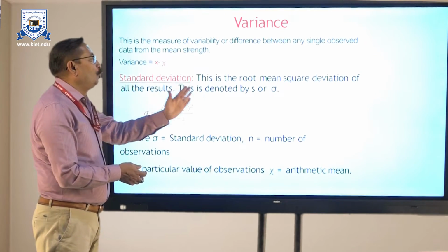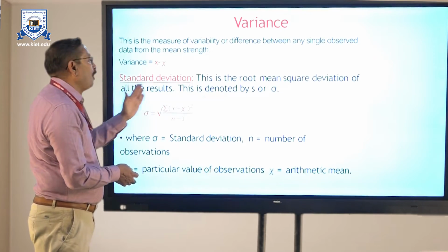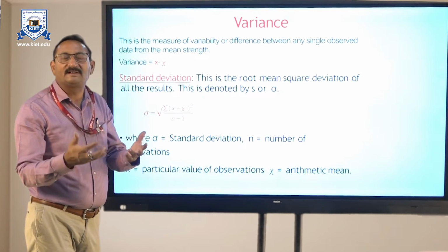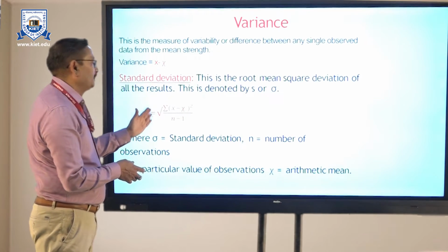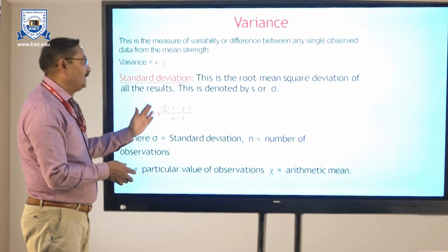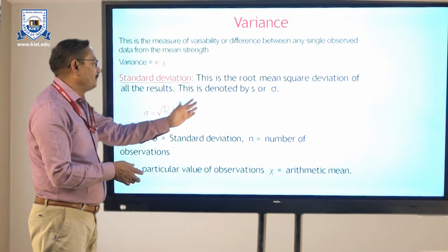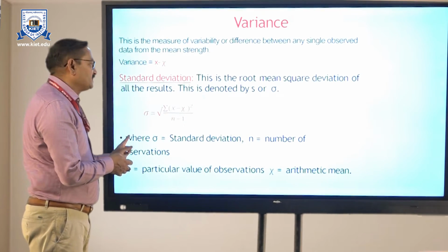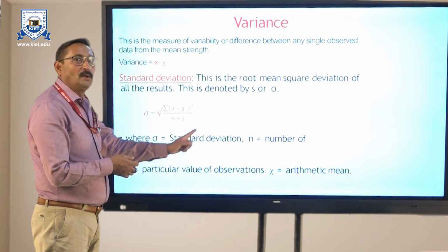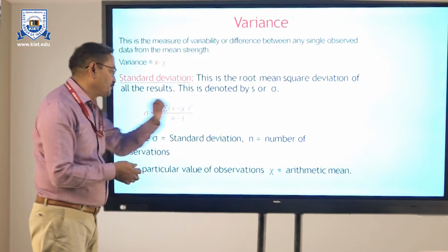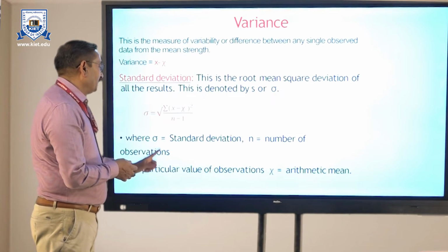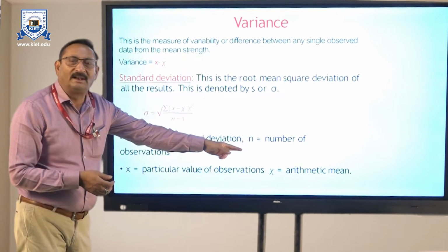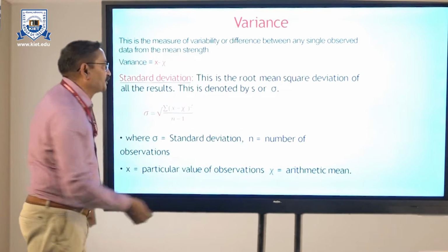It is the root mean square deviation of all the results. Generally, it is denoted by S or by sigma. That is, sigma is equal to the square root of summation of (x minus x bar) whole square divided by n minus 1, where sigma is equal to standard deviation, n is equal to number of cubes, x is equal to particular value of observation, and x bar is equal to arithmetic mean, or you can say mean strength.